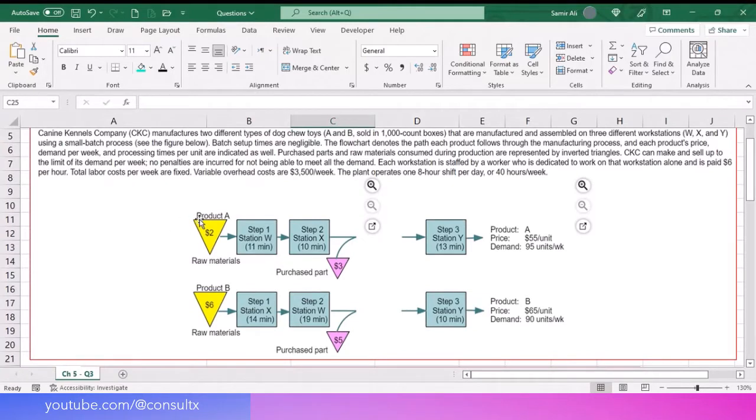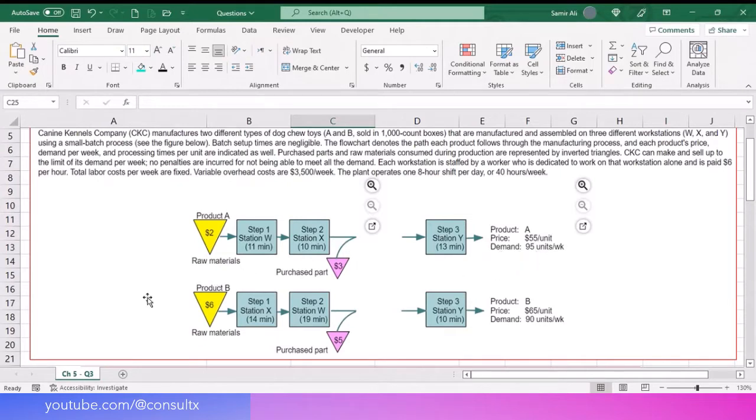Okay, the flow chart for product A is that it starts with a $2 raw material input, goes to step 1, which is station W, and that takes 11 minutes to complete. Then it goes to step 2, which is station X, which takes 10 minutes. After that, a $3 part is added. Then it goes to step 3, which is the last step, station Y, and this step takes 13 minutes to complete. Some information they've given on product A: the price is $55 per unit and the demand is 95 units per week.